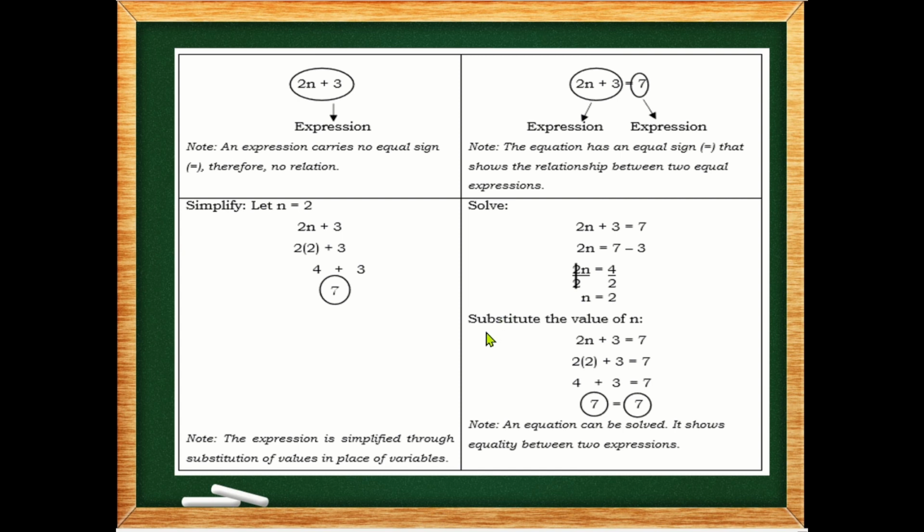Now let's check. Let's substitute the value of n in 2n plus 3 is equal to 7. If n is equal to 2, therefore we have 2 times 2 plus 3 is equal to 7. So 2 times 2 is equal to 4, plus 3 is equal to 7. 4 plus 3 is equal to 7, that is equal to 7 also. Take note, an equation can be solved. It shows equality between two expressions. So the two expressions are equal, therefore this is an equation.